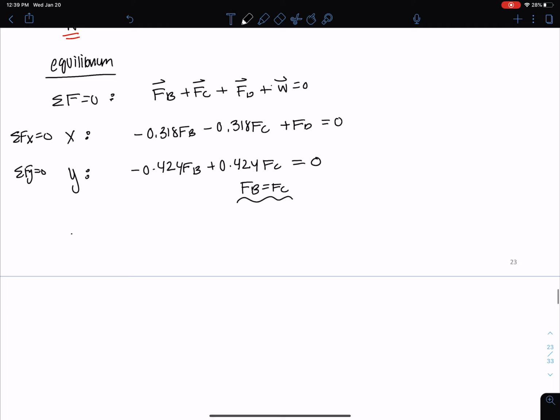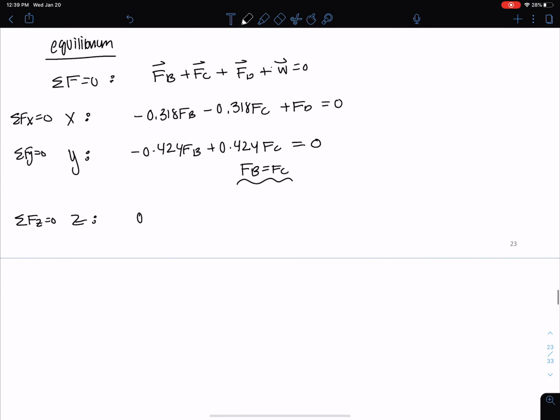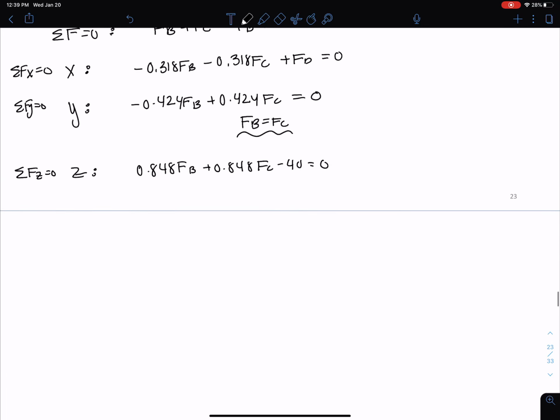The last thing I'm going to do is the Z component, right? So this is the summation of forces in the Z direction equals 0. For FB, I have 0.848 FB. For FC, I have plus 0.848 FC, and then I have just the negative 40, right? So now if I solve for all of these equations, I get FB equals FC equals 23.6 pounds, and I get FD equals 15 pounds.